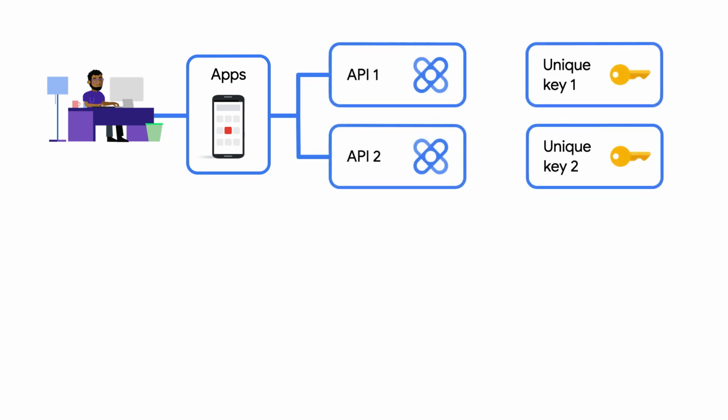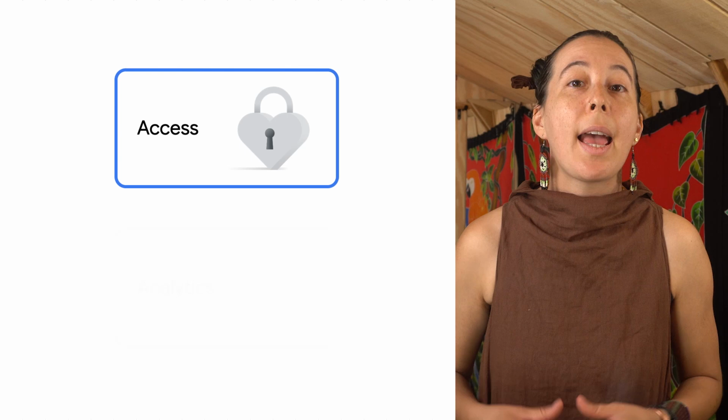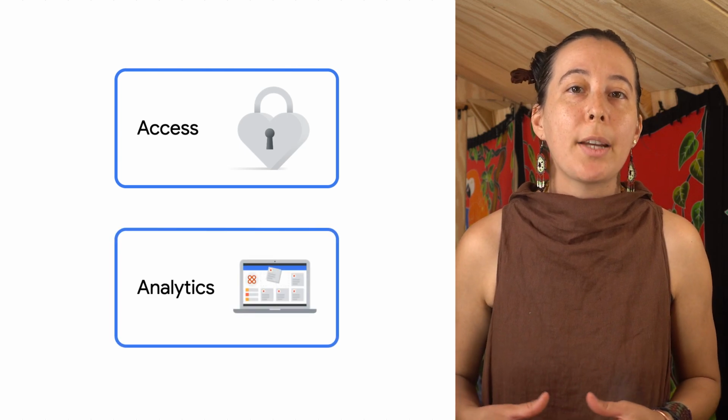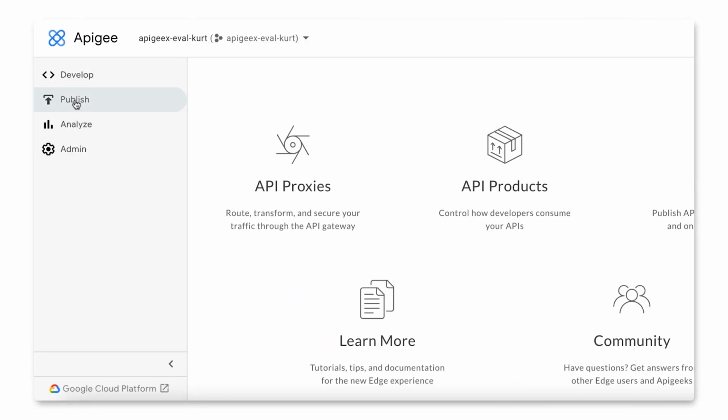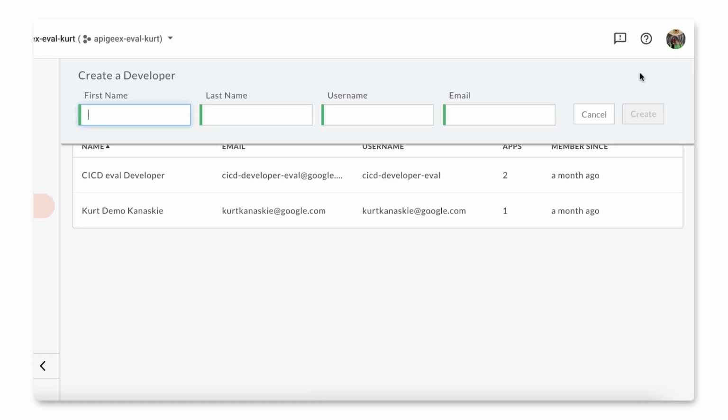Next, we're going to simulate the workflow of a developer signing up to use your APIs. A developer will have one or more apps that call your APIs, and each app gets a unique API key. This gives you, the API provider, more granular control over access to your APIs and more granular reporting on API traffic by app. So let's create a developer by selecting Publish, Developers in the left menu, and click Plus Developer, and enter the following in the New Developer window, and click Create.